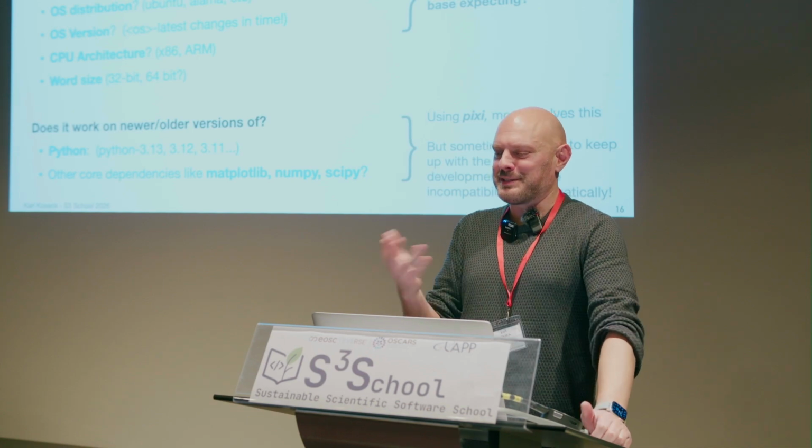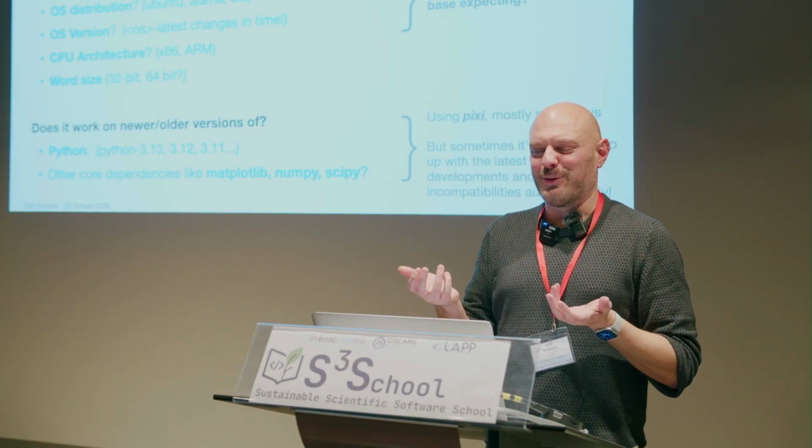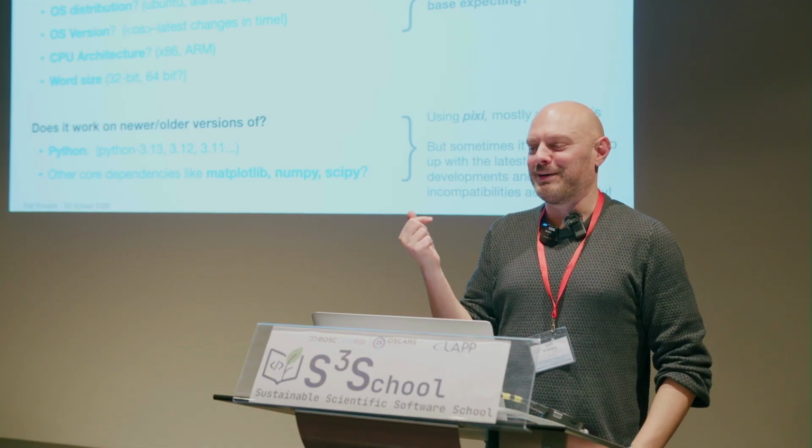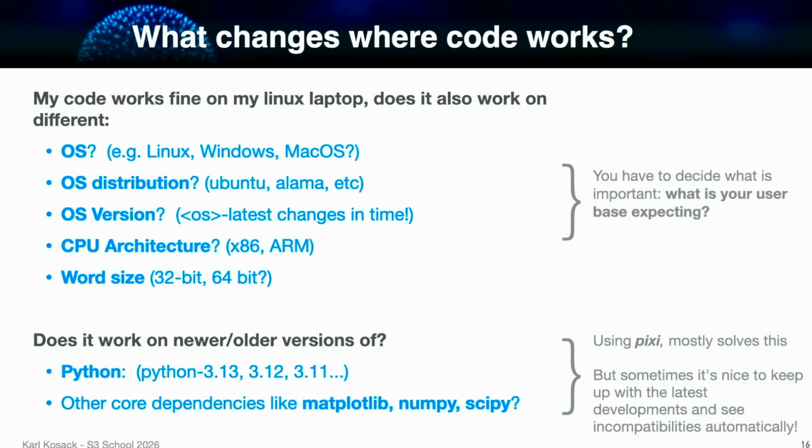Even though you're using Pixie, and Pixie solves a lot of the problem by giving you a fixed version of Python and a fixed version of dependencies, you kind of want to know, well, what if I need a new version of Python, which might be faster? Or what if I need a new version of a dependency, which fixes a bug? You want to check before you break everything that the new one works. So that's another thing you want to test. I'll show you how to do both of these things.